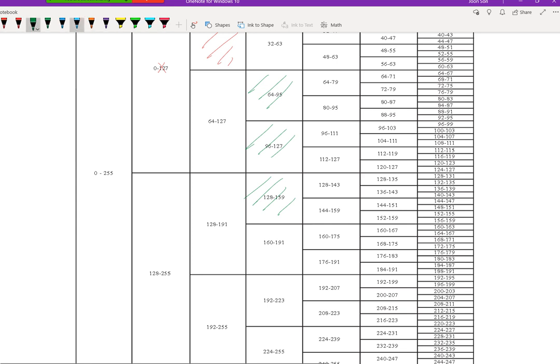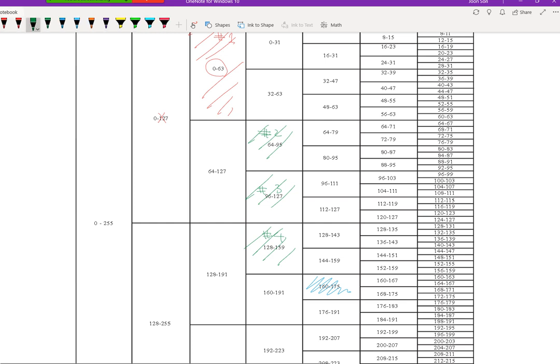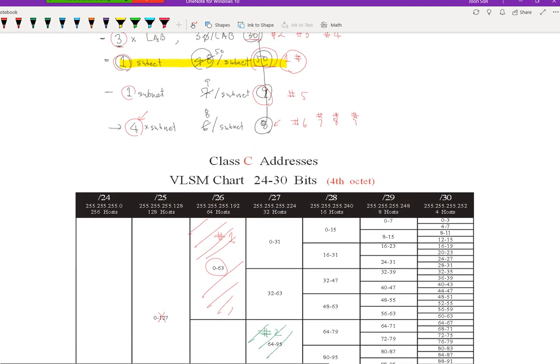So I'm going to use a different color. Okay, so hold on. Let me just write this down. This is number 2, and this is number 3, and this is number 4, right? And then this one is number 5, right? So I'm done with number 5.